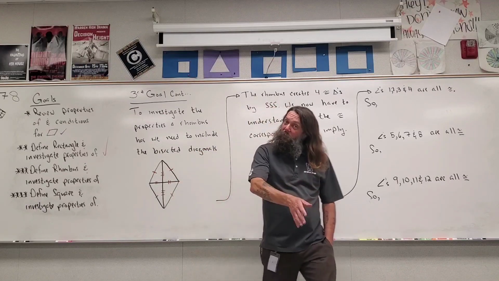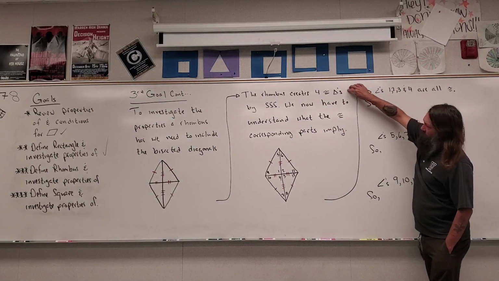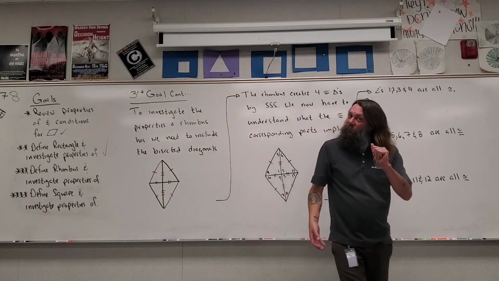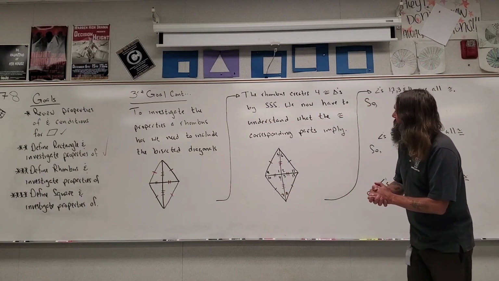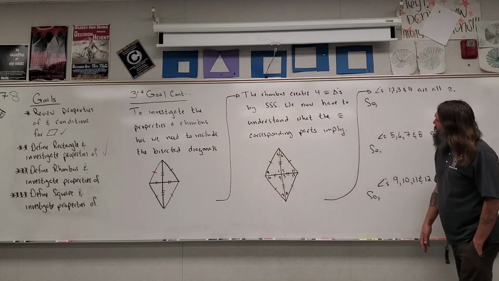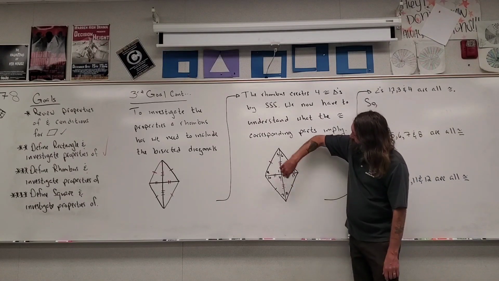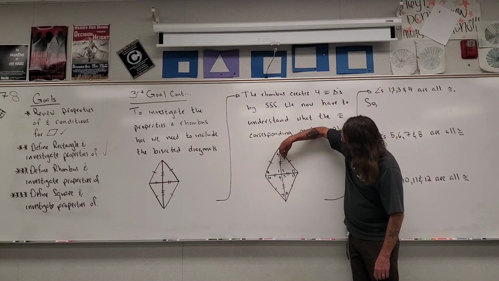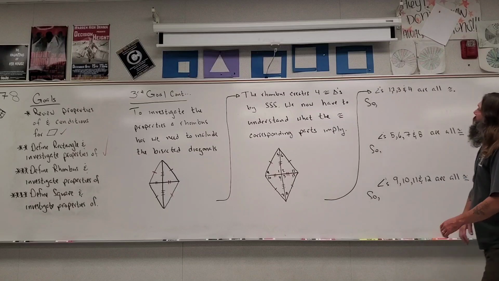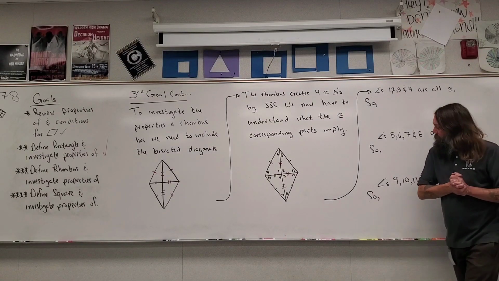Now, what makes the rhombus unique is that the bisected diagonals create four congruent triangles. That doesn't happen with any other four-sided shape. The triangles are congruent because of side, side, side. We now have to understand what the congruent corresponding parts imply. So I labeled all the angles, 1 through 12. Let's start understanding what the congruent corresponding angles imply.